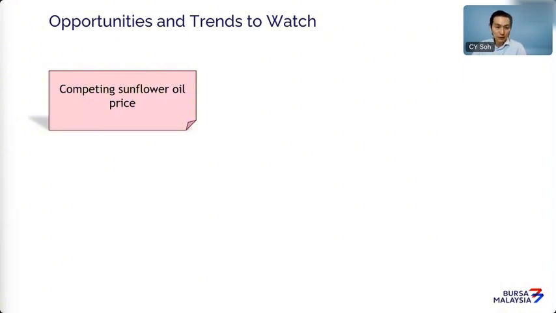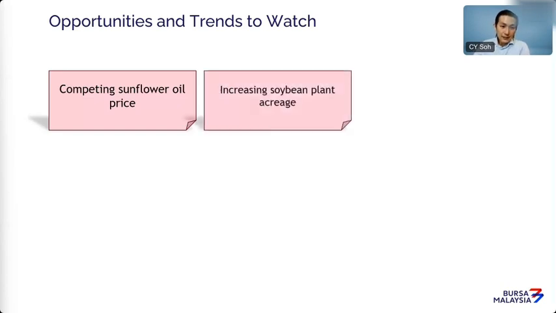The second thing I've already shown you is that in the US, there is an increase in soybean plant acreage starting this year. And in fact, Ukraine has also, from the end of the fourth quarter of year 2022 until to date, increased their soybean plant acreage.